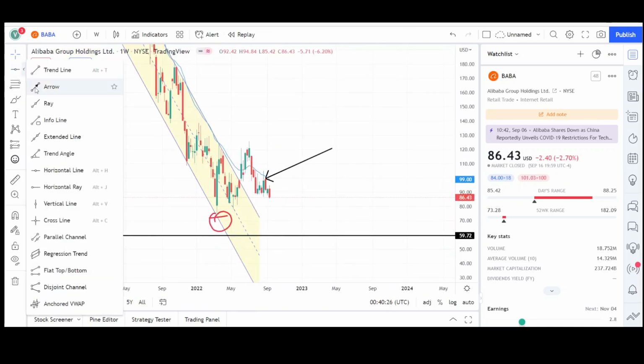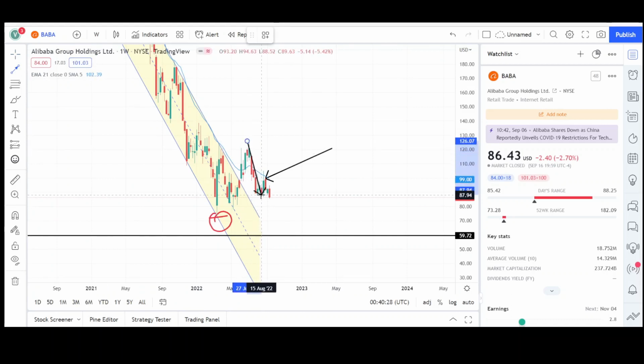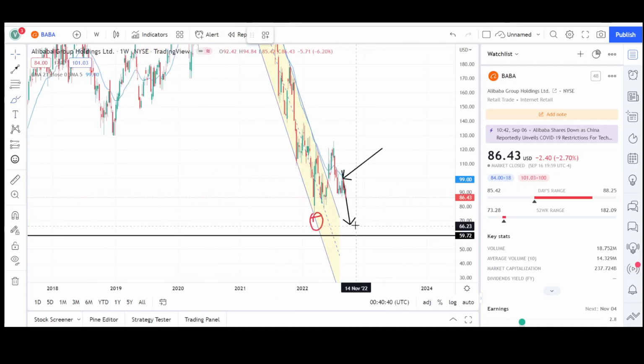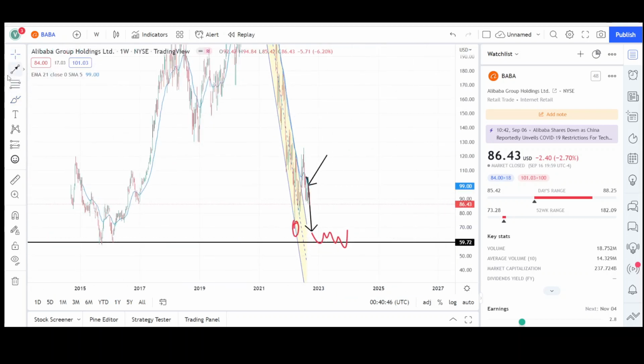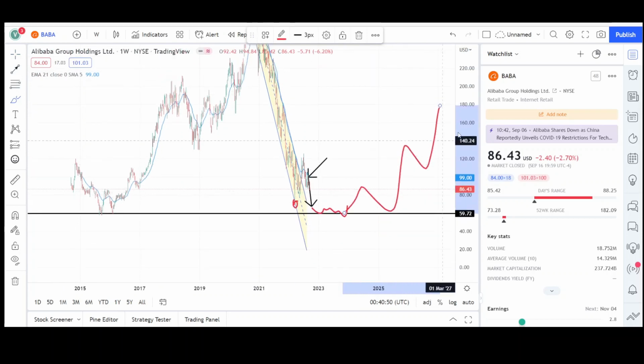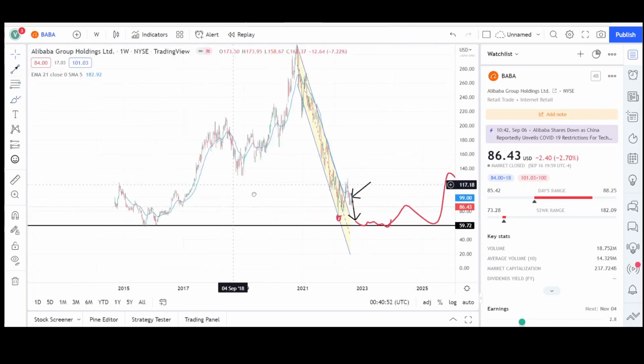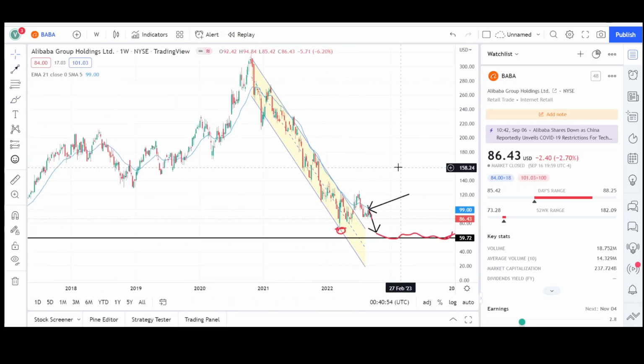Normally when we get a break of a channel, we get two legs down, and that would take us right around the mid 60s. So between the mid 60s and the high 50s could be a potential bottom for Alibaba, or at least some type of capitulation or sideways action before the eventual reversal back up to the highs. We'll have to wait and see, but that's all I have for BABA.